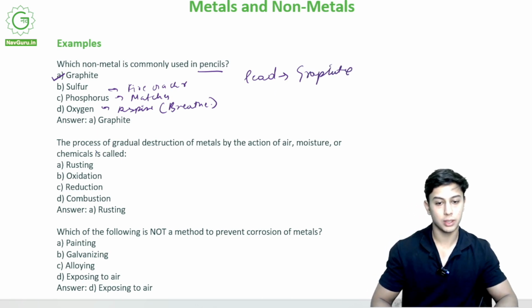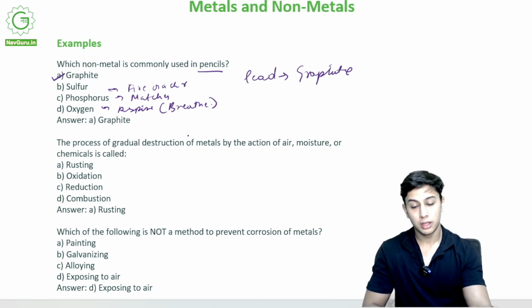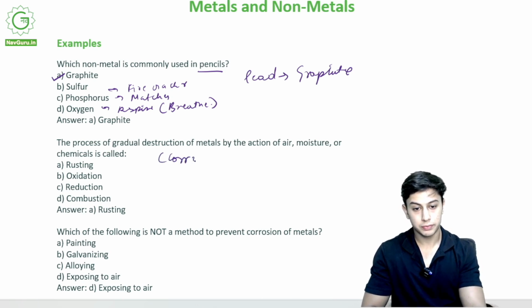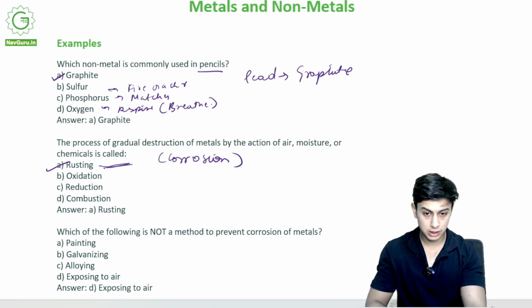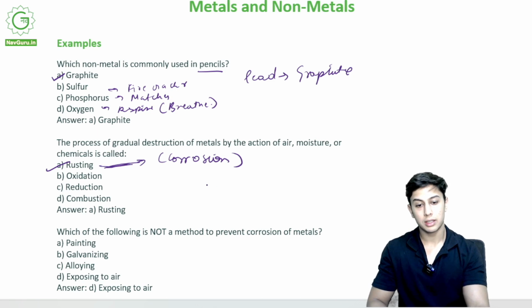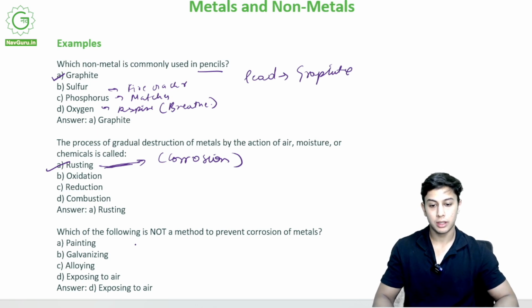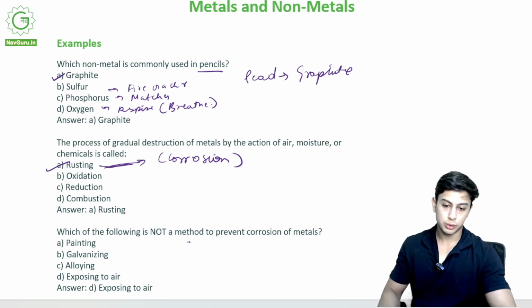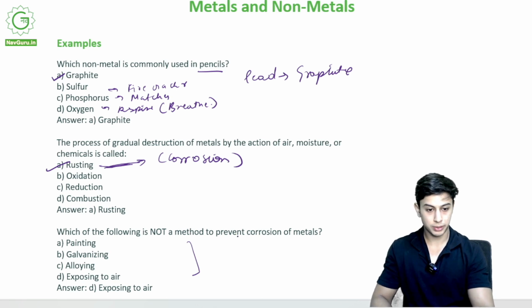The process of gradual destruction of metals by the action of air, moisture or chemicals is called what? Corrosion. What is the other name of corrosion? Rusting. Oxidation, reduction, combustion, not all that. What best describes corrosion? Rusting. Which of the following is not a method to prevent corrosion of metals? There are so many options that can be used to prevent corrosion. Only one of these is not the correct option.